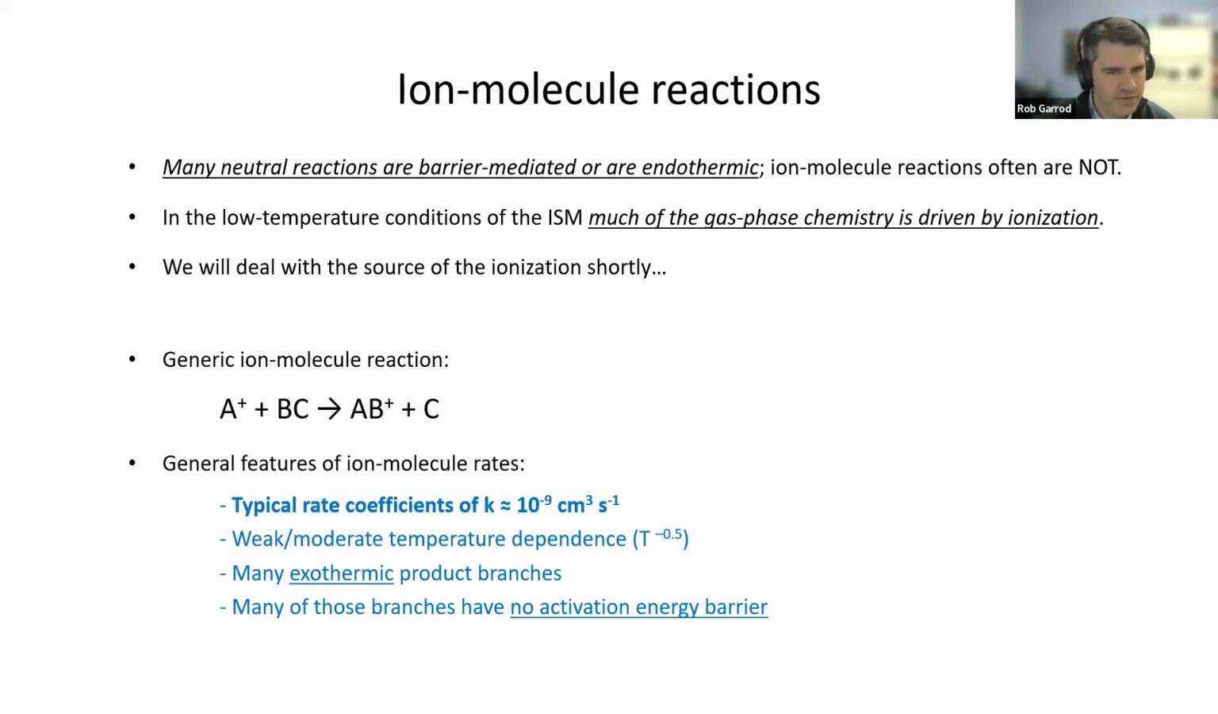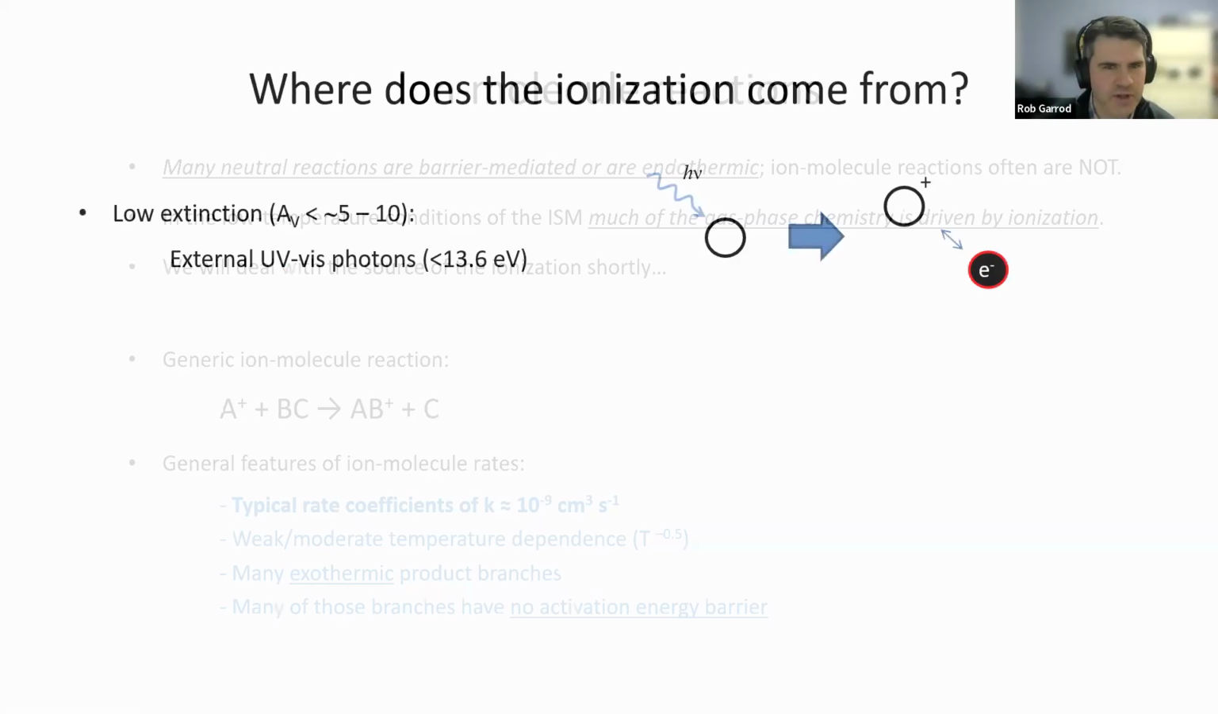The features of these reactions are that the typical rate coefficients are typically on the order of 10 to the -9 cubic centimeters per second. There's a weak temperature dependence, but there are often many exothermic product branches. And again, many of those branches have no activation energy barrier at all. Okay, so where does the ionization come from? You probably heard some stuff about this from other of these lectures.